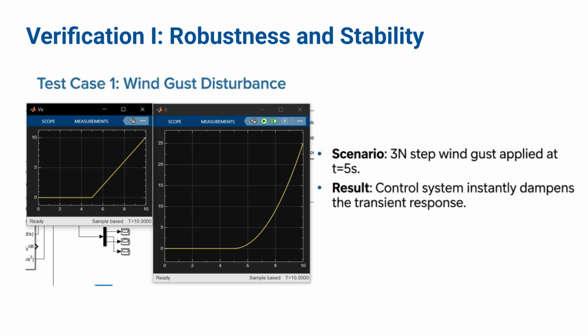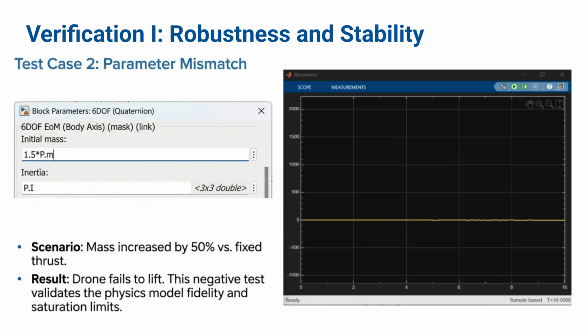We validated system robustness through multiple tests. In the first test, a sudden wind gust is applied. The controller quickly damps the disturbance and stabilizes the UAV. In the second test, the UAV mass is increased without changing thrust, causing failure to lift. This negative test confirms correct physics modeling and actuator saturation behavior.